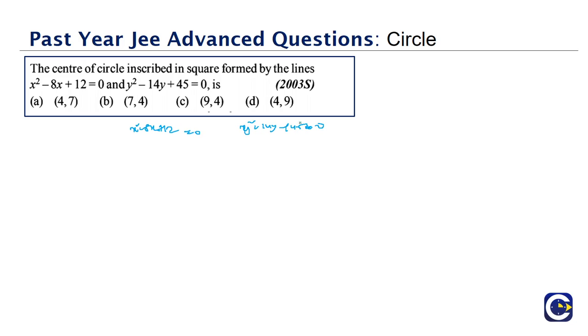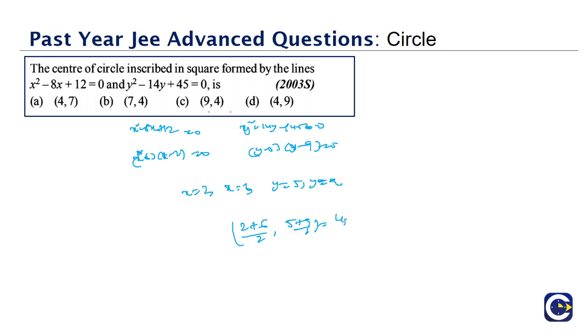If you consider these two lines, the first can be written as x minus 6 into x minus 2 is equal to 0. The second line can be written as y minus 5 into y minus 9 is equal to 0. So the sides of the square are x is equal to 2, x is equal to 6, y is equal to 5, y is equal to 9. The center of the square is nothing but 2 plus 6 by 2 comma 5 plus 9 by 2, which is nothing but 4 comma 7. So the answer for this question is 4 comma 7.